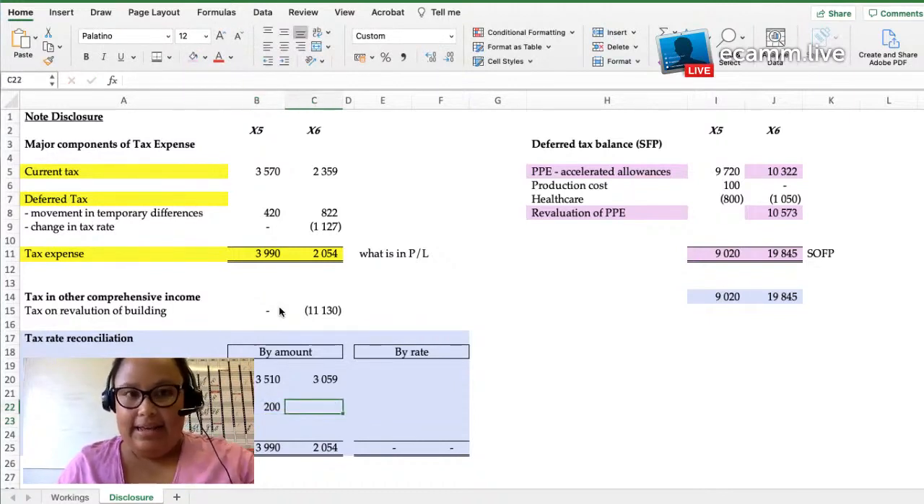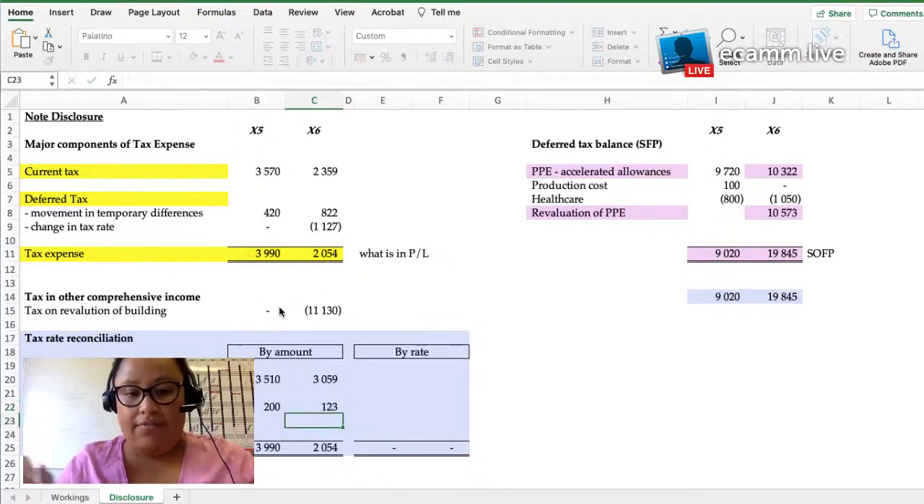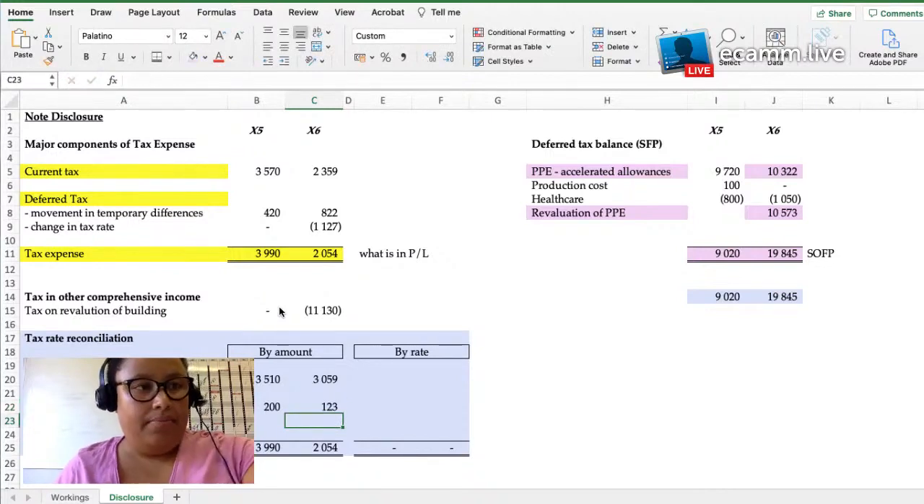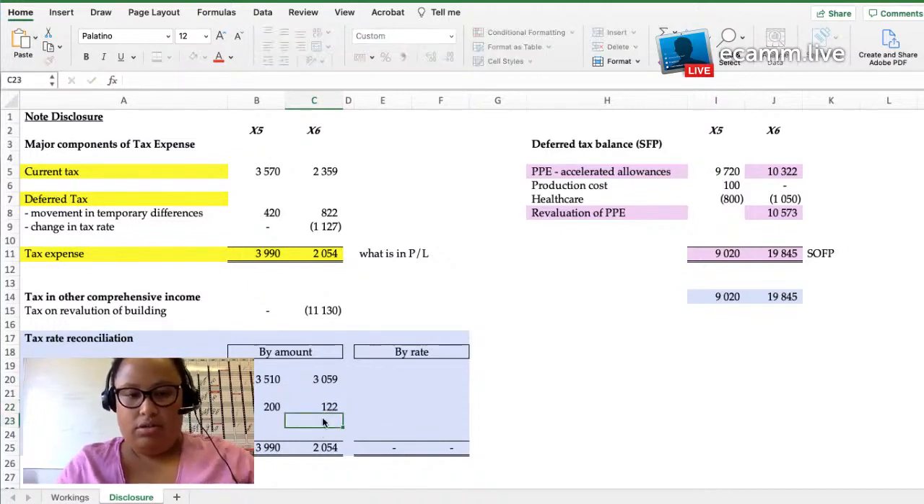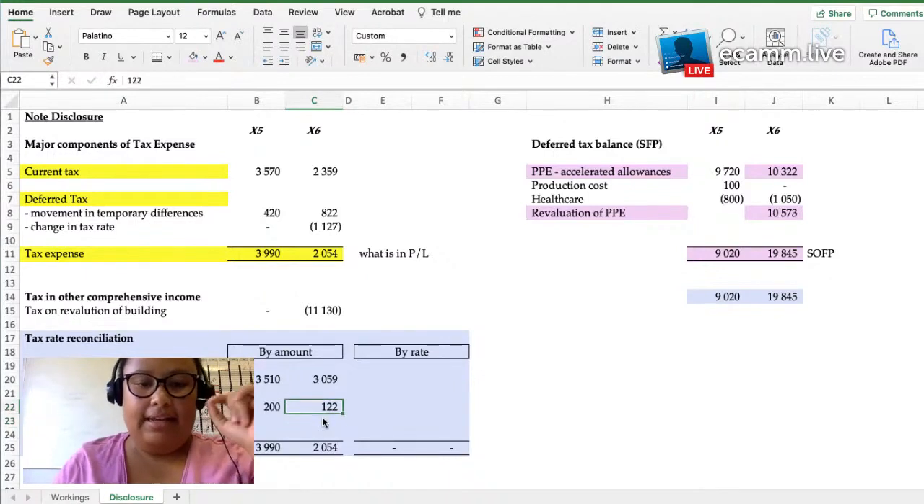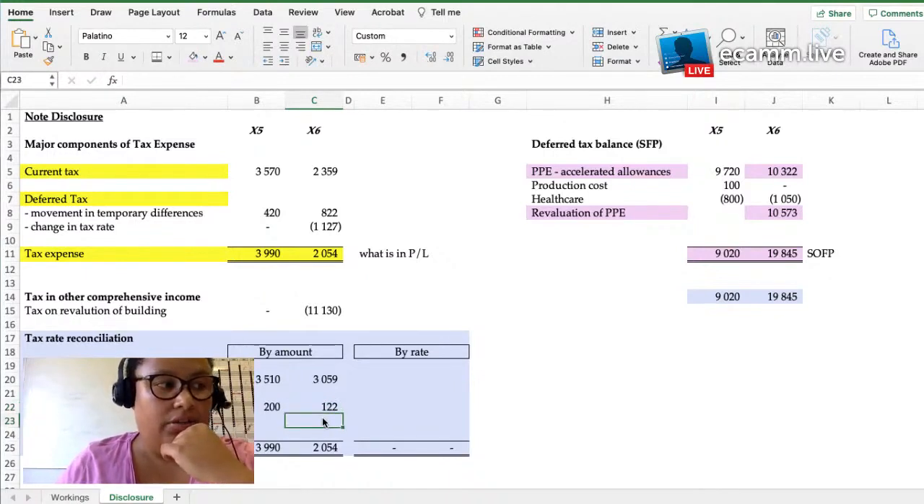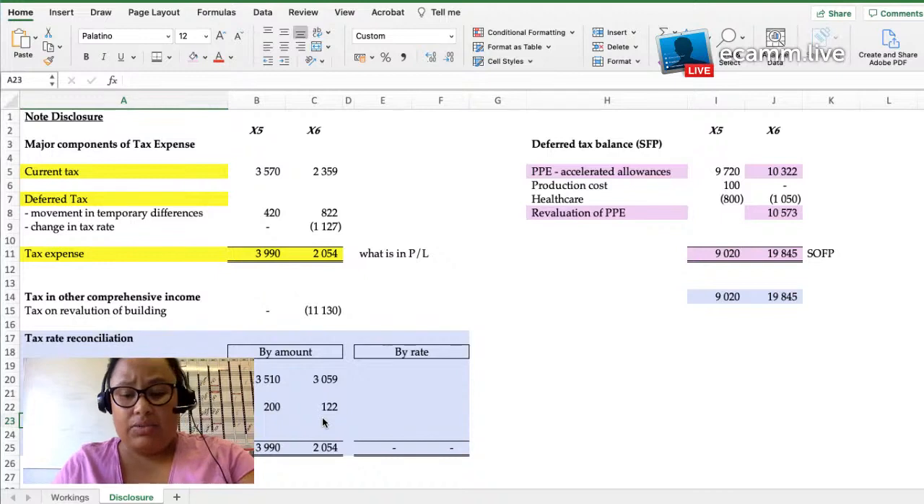Similarly, in year X6, we had a donation of 350. So we multiply that by the tax rate of 35%. Again, they're not so great on the rounding. They use 122, so let's just go with that for now, but it's technically 123.